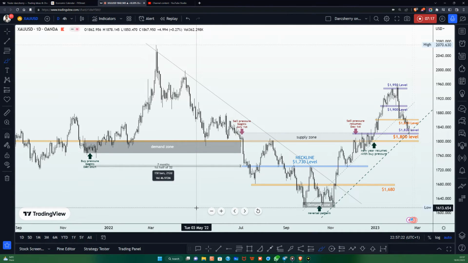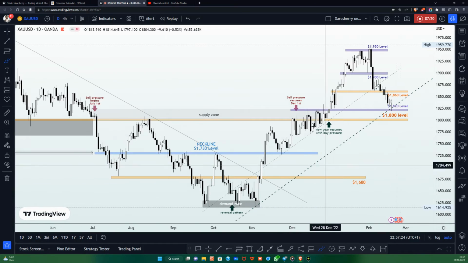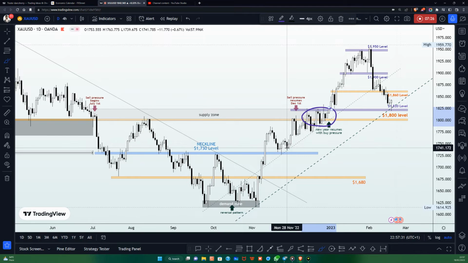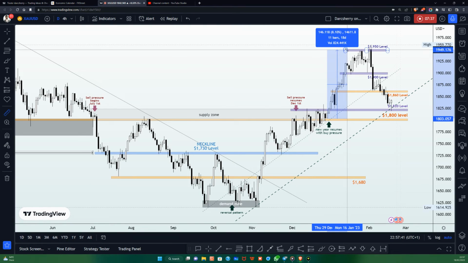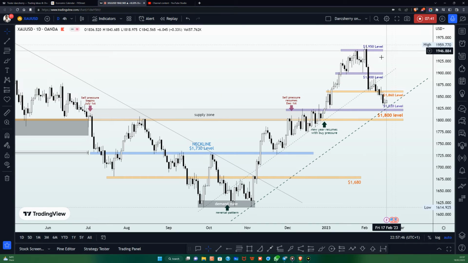Now, something interesting happened at the beginning of this year. We finally saw the breakout of the 1800, 1820 zone to signal another wave of bullish momentum. And as you can see here, after price broke out of the 1800 level, price action moved a whopping 14,000 pips up towards the 1950 level.